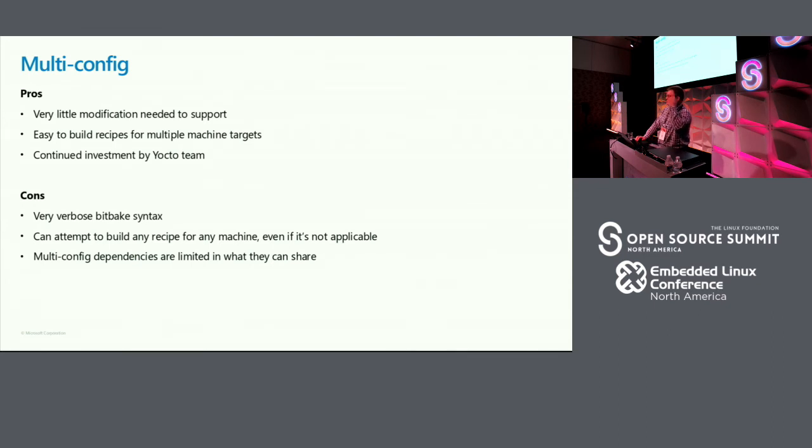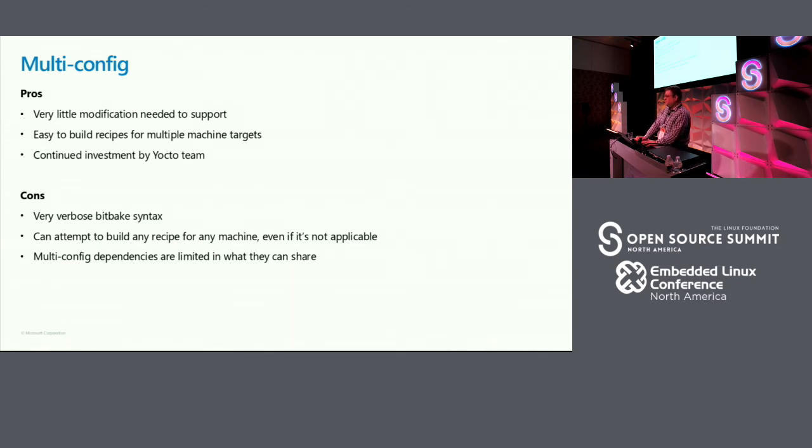The second con is you can kind of attempt to build any recipe for any machine, even if it's not applicable. And so this goes back to what I talked about earlier, where you can try to build for a target that makes no sense, and you'll just get GCC to panic and throw a bunch of errors. There are some ways to deal with that by limiting compatible machines and things like that. But by default, it just assumes that you know what you're doing when you're typing the bitbake command line. And so there's no guardrails there.